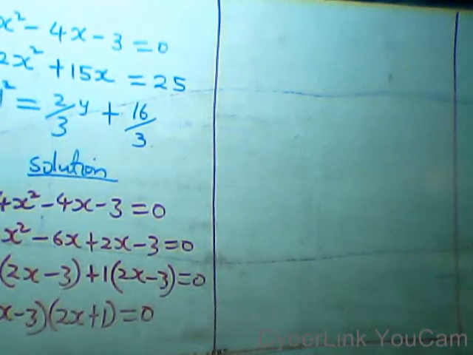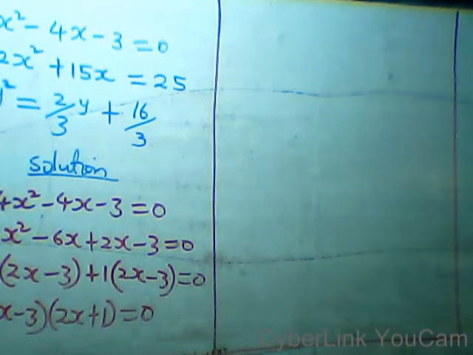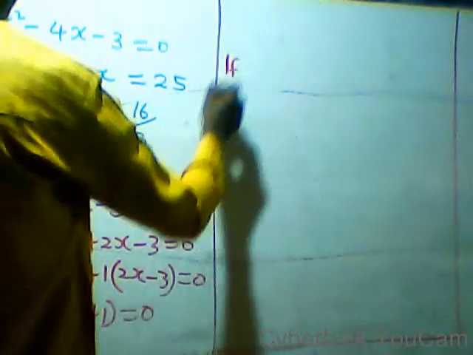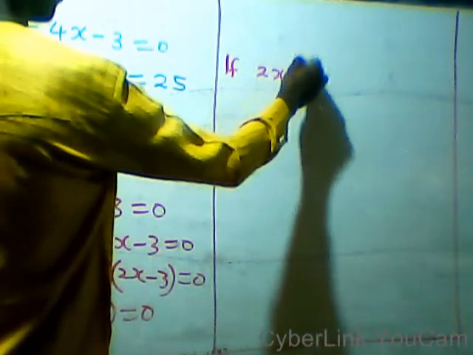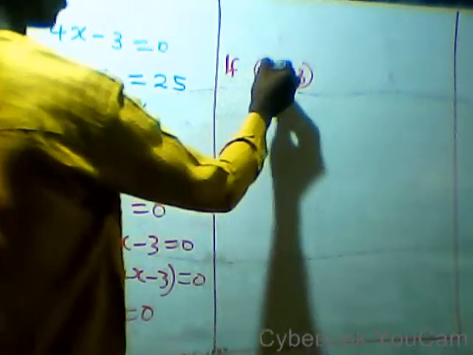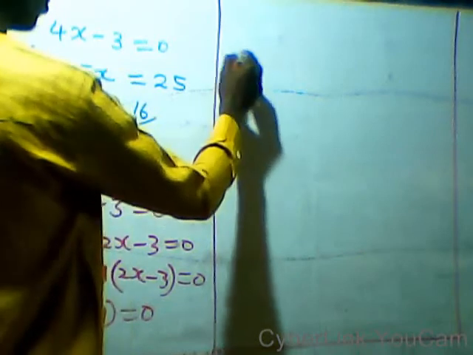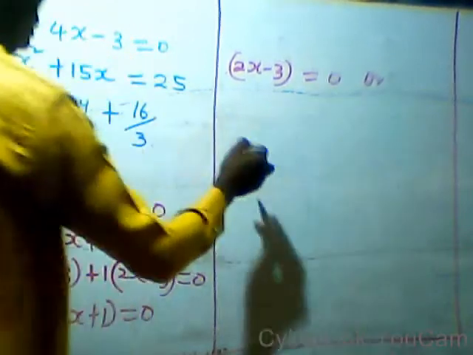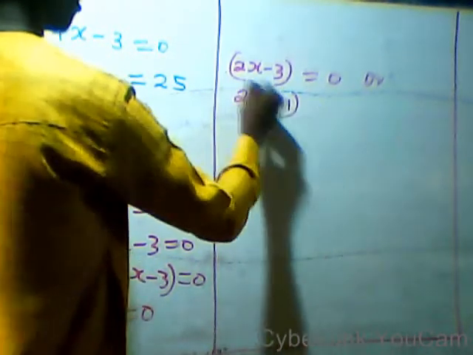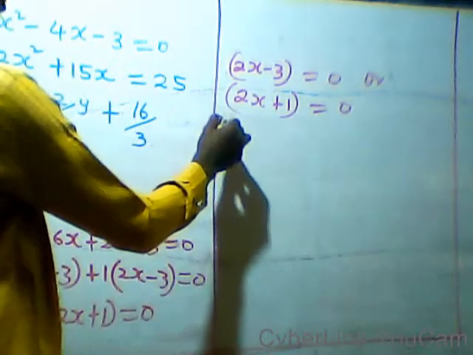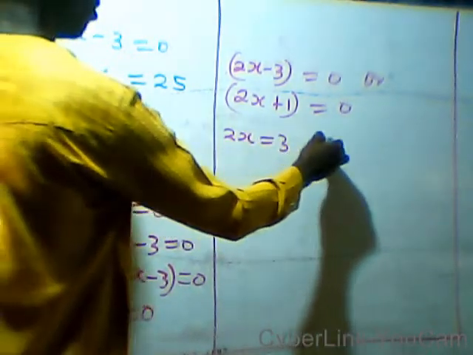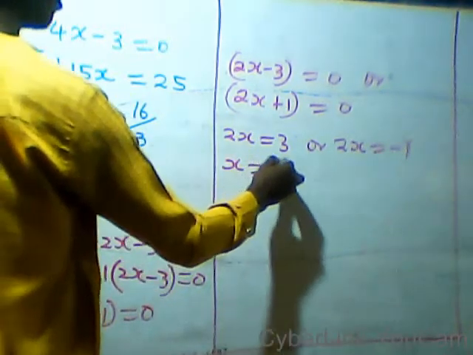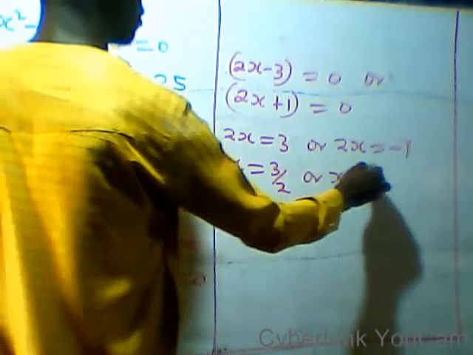So that means that if 2x minus 3, so you can now say 2x minus 3 is equal to 0, or 2x plus 1 is equal to 0. So either of the two is equal to 0. So that means that 2x is equal to 3, or 2x is equal to minus 1. That means that x is equal to 3 over 2, or x is equal to minus 1 over 2.